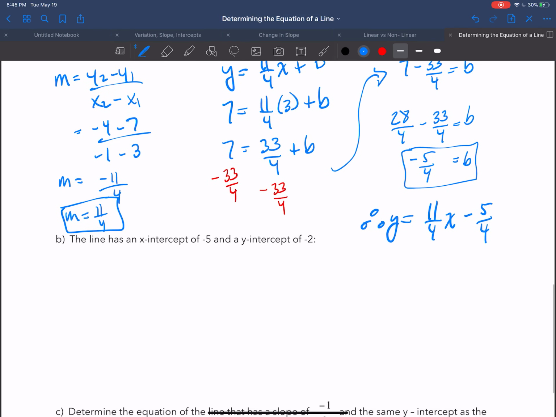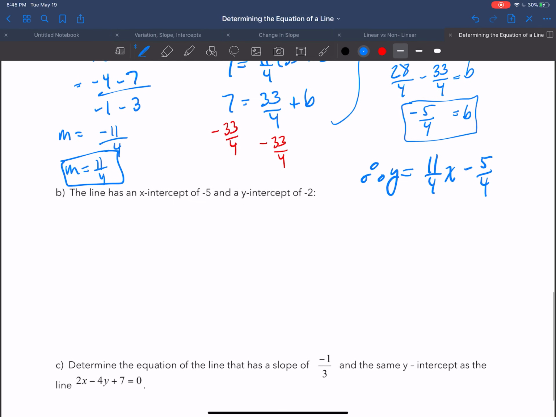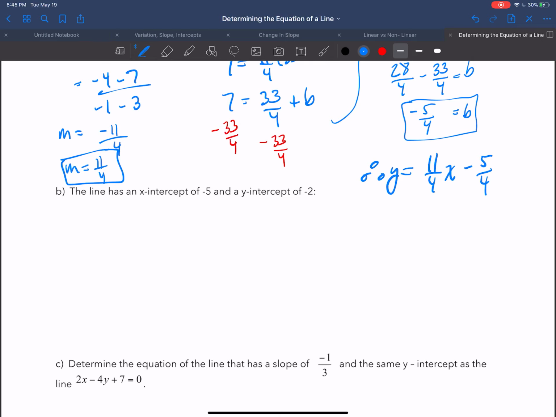Okay, so again, we have different information. 2 points, but just shown a different way. An x-intercept of -5, which means it's -5, 0. And a y-intercept of -2, which means it's 0, -2. So we have 2 points. And we can find the slope. And then we can find the y-intercept, which we already know. And then we're done. So really all we need is the slope, because we know b. We just need m.